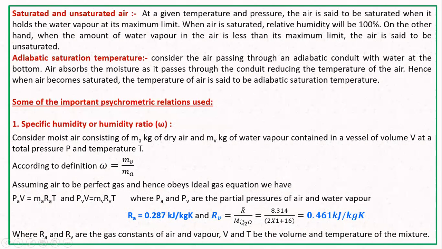The molecular weight of H is 2 multiplied, so 2 atoms are there, so 2 multiplied by 1, plus the oxygen. So what is oxygen molecular weight? It is single oxygen, so it is 16. If it is O2, it will be 32. So here one atom is there, so it is 16. If we substitute here, we'll get RV as 0.461 kilojoules per kg Kelvin. This is the gas constant of the vapor and RA is the gas constant of the dry air. And dry air we generally know it is 0.287.